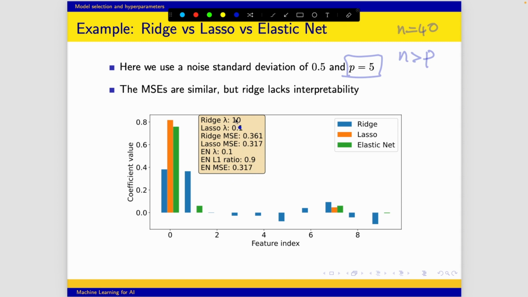Right? And here the optimal Ridge lambda is 10, the optimal Lasso one is 0.1, the same with Elastic Net, and the optimal ratio is still 0.9. So in Elastic Net, I should have said, we are actually optimizing over the lambda and this ratio t at the same time. So there are two hyperparameters there. Or equivalently, we could do lambda 1 and lambda 2. Doesn't really matter.